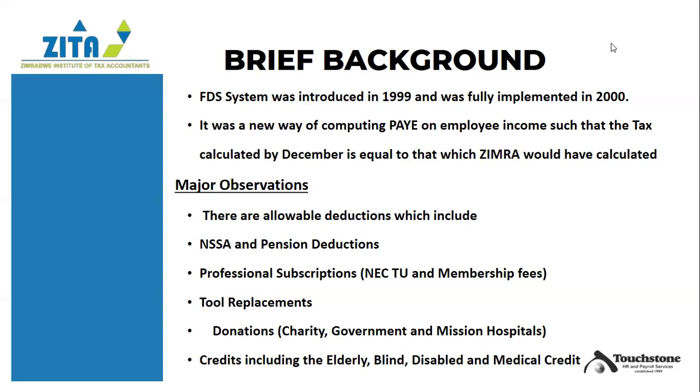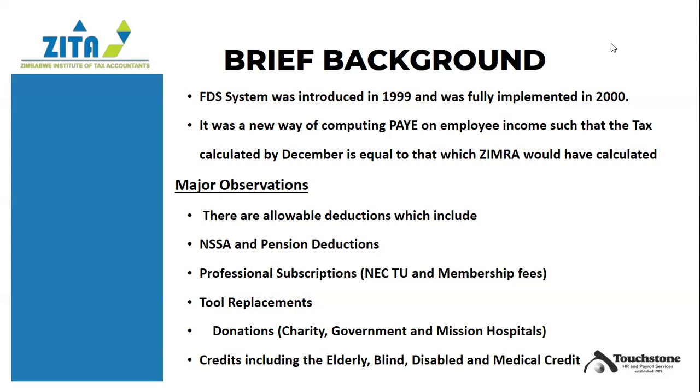Now, the net effect of allowable deductions is that they reduce your taxable income. So when you're calculating tax, the net effect is that they are actually going to reduce the tax that you're going to remit to our tax authority, which is ZIMRA.